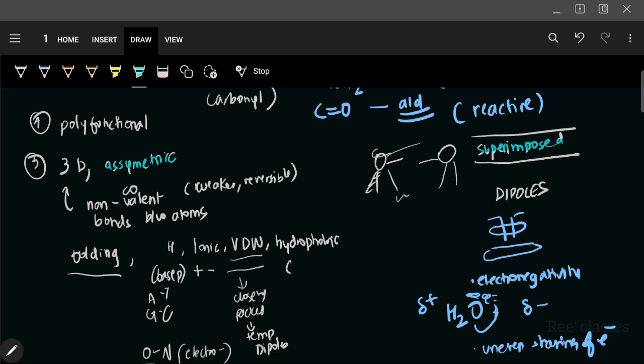Just so you're sure we're talking about this, right? Because they have the different groups, and if you were to mirror it, you would see that they do not align in such a way that they are right on top of each other. So that's also very useful in the system, right? Because you want it to fit in a specific orientation. So if you want binding, you would want it to be in a specific orientation.